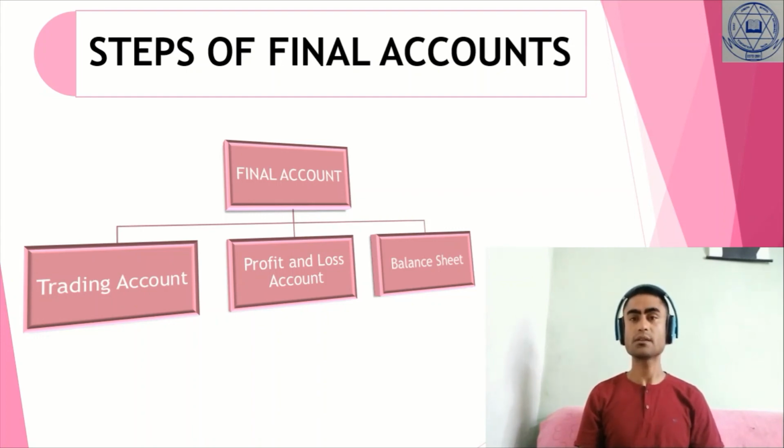The third one is balance sheet. It is a statement, not an account, which is prepared to find out the financial position of a business organization. It records the capital and liabilities on the left hand side and assets on the right hand side. These are the 3 types of final accounts.